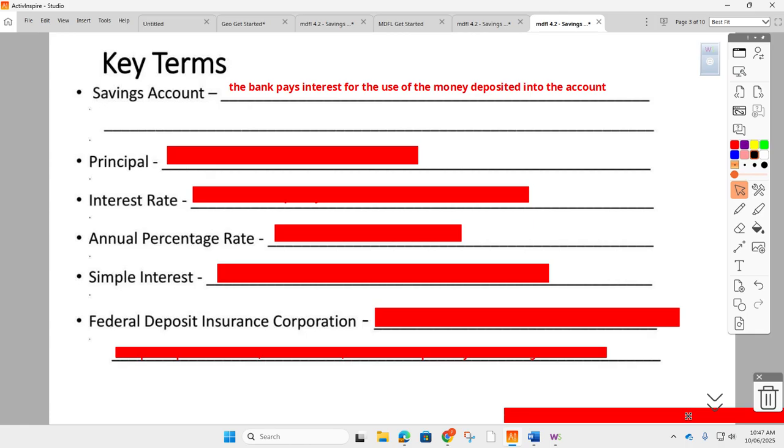Principal. Principal is the beginning balance. If you're earning interest on a balance in your account, then the principal will be the balance in your account. It could also be, if you're borrowing money, the amount you borrow. So the balance or amount of money in the account or borrowed.